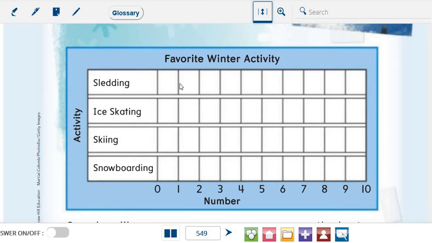A bar graph uses bars to show information or to show votes. These are the choices: sledding, ice skating, skiing, and snowboarding. These are the snow activities. And this bar shows the number of votes.